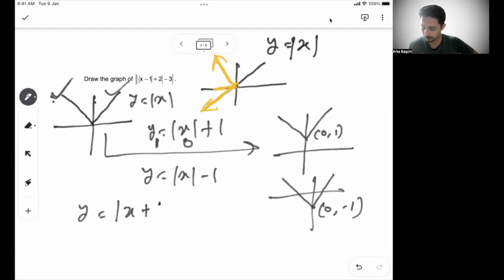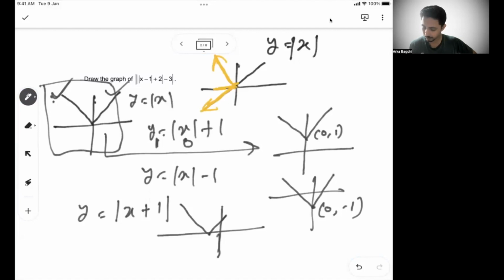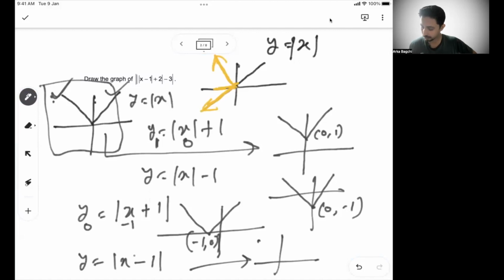The other part that we have done is y equal to mod x plus 1. If it is plus 1, again, this is going to be my base graph, and this graph will be shifted to the left. Why to the left? Because when x equal to minus 1, I have y equal to 0. So minus 1, 0 will be a point. And similarly, if I have y equal to mod of x minus 1, then the graph will be shifted to the right. Is 1, 0.